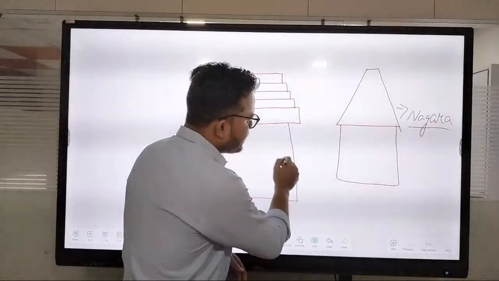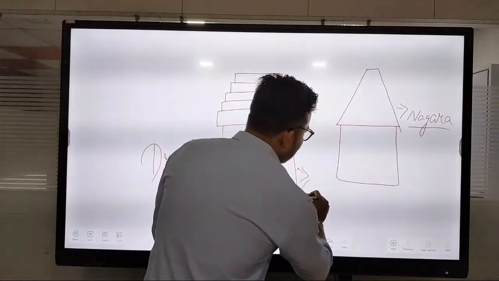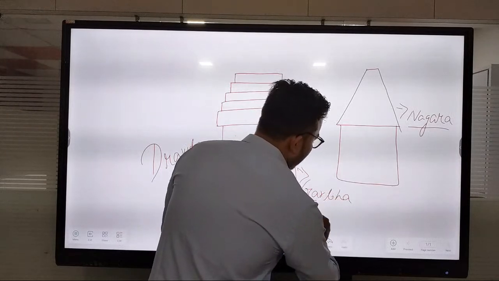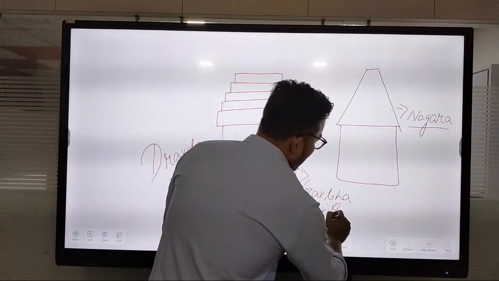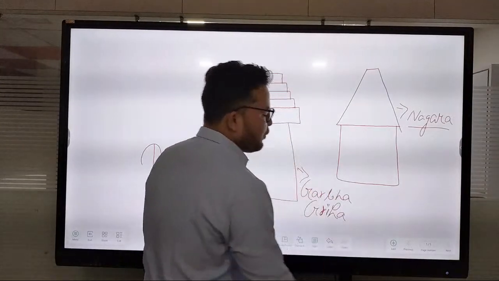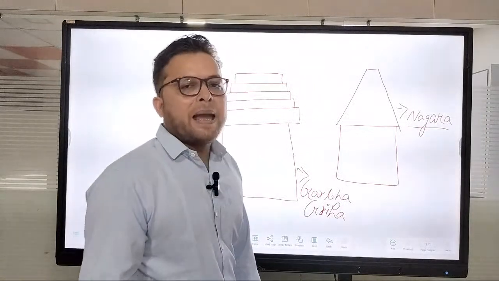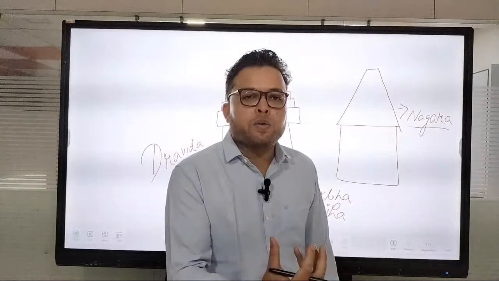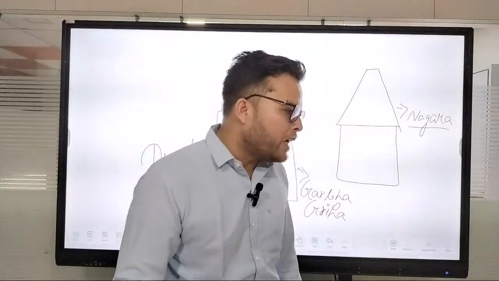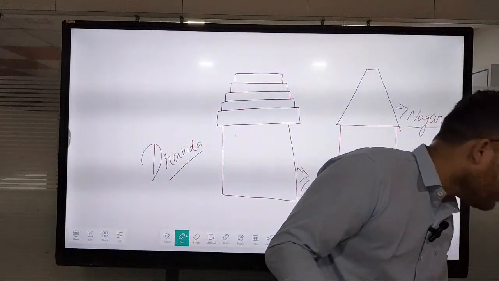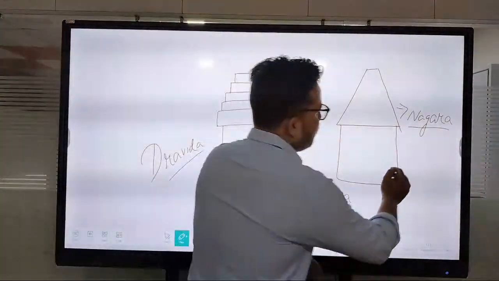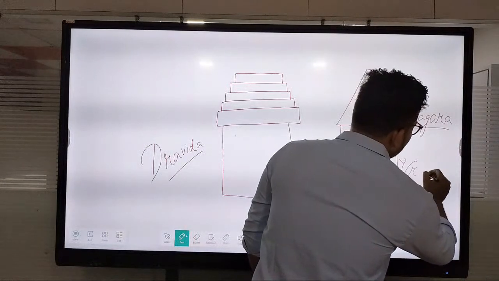What is this structure known as? This is known as Garbha Griha, the most sacred part of a temple where idols are kept. In English we call it the Sanctum Sanctorum. In the Nagara style also, it is the same. It is known as Garbha Griha.